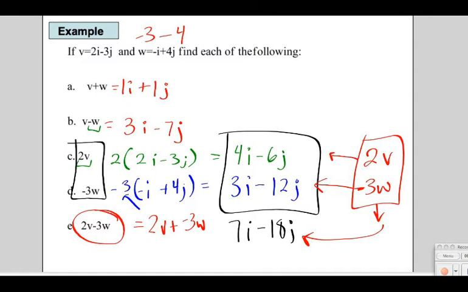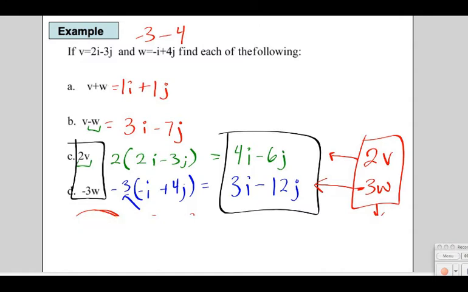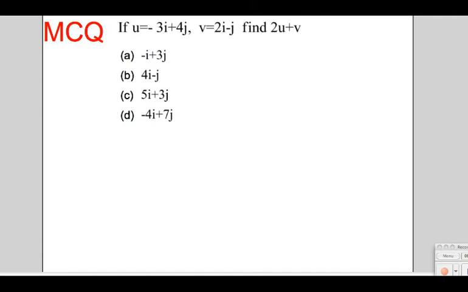Let's take a look at the next part of your objective, but before we do that, here's your first multiple choice question for your checkpoints. So pause the video, find 2u plus 1v, add those two together and find the resultant vector, and then continue on with the video.